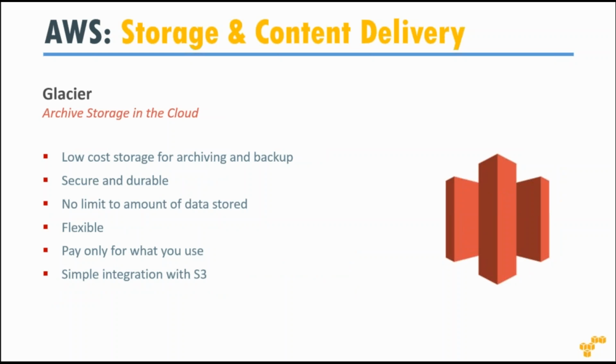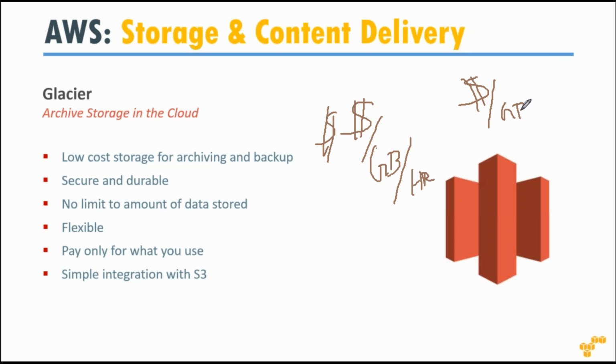Glacier, okay, this service works very well with Amazon S3. Let us say S3 is $2 for storage of a particular gigabyte of storage. Let us put it as $2 per GB per hour. My handwriting is horrible with the mouse. So Amazon Glacier is nothing but $1 per gigabyte per hour. I'm just giving a rough comparison pricing.